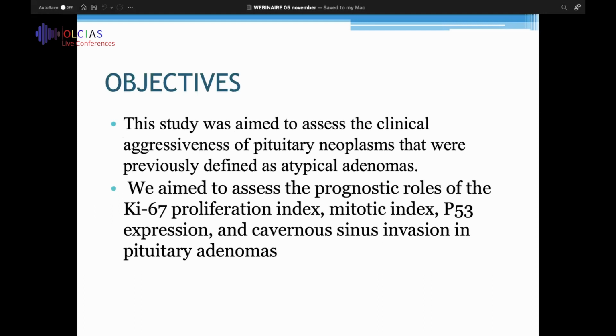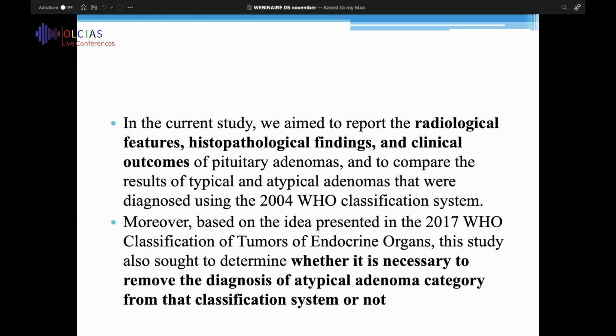My objective also is to assess the clinical aggressiveness of pituitary neoplasms that were previously defined as atypical pituitary adenoma, and we aim also to assess the prognostic role of the Ki-67 proliferation index, mitotic index, p53 expression, and the cavernous sinus invasion in the case of pituitary adenoma. Next slide.